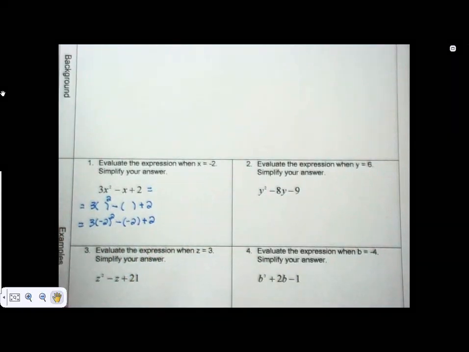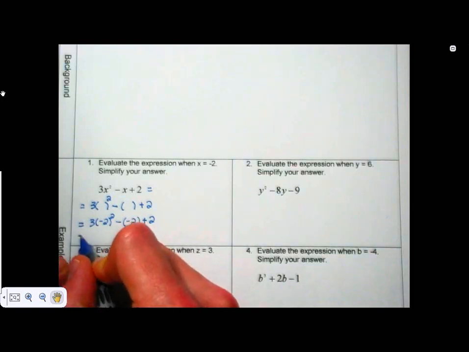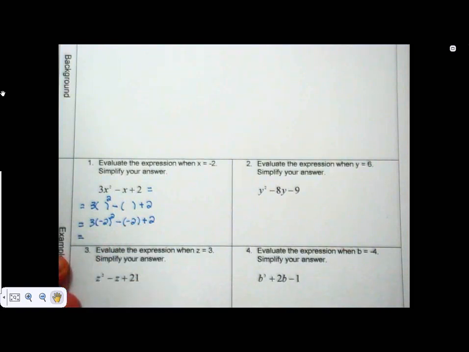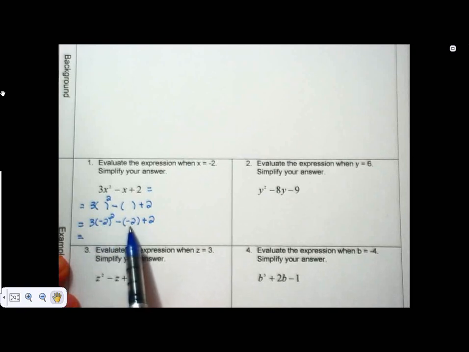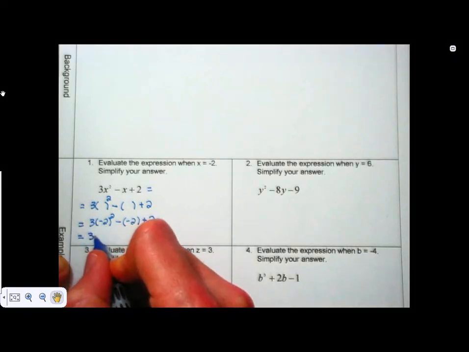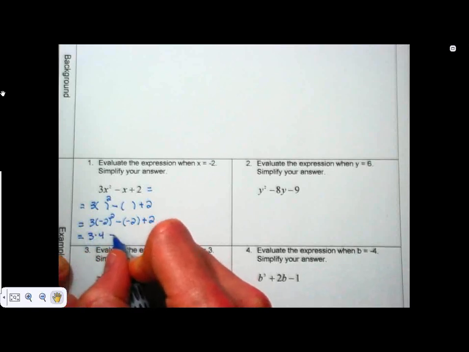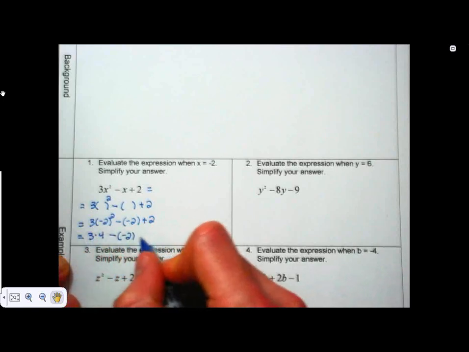Okay, now this becomes an order of operations problem. So the first step using order of operations would be to do parentheses, but notice that there's actually nothing to do inside the parentheses. It's just indicating that I have a number. So there's really no operation I need to perform inside the parentheses. So the next step would be to do the exponents. So if I square negative 2, negative 2 times negative 2 is positive 4. So I end up with 3 times positive 4 minus negative 2 plus 2.